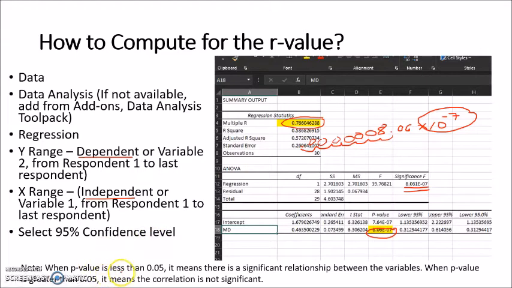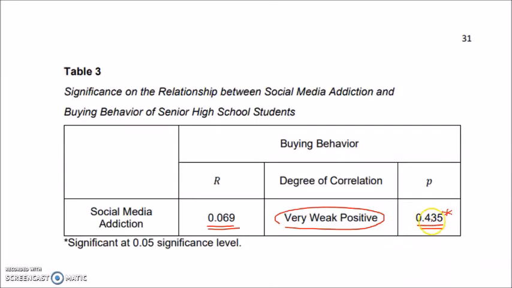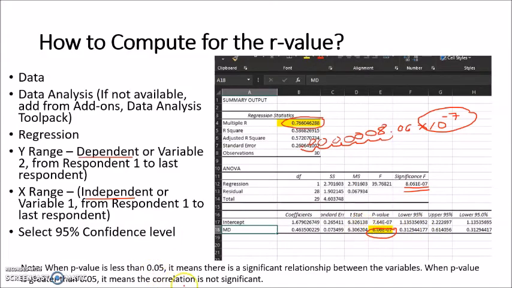We note that p-value, when p-value is less than 0.05, kagaya nito, it's way less than 0.05, it means that there is a significant relationship between the variables. When your p-value is greater than 0.05, kagaya ng example natin dito, then it means that the correlation is not significant.